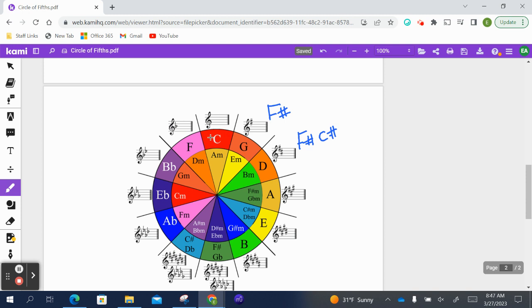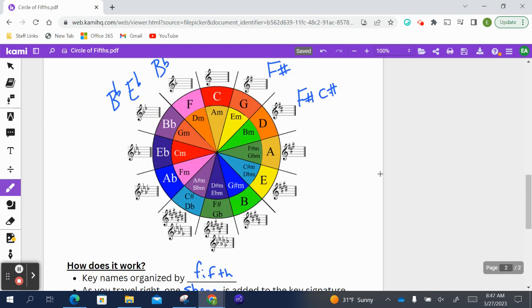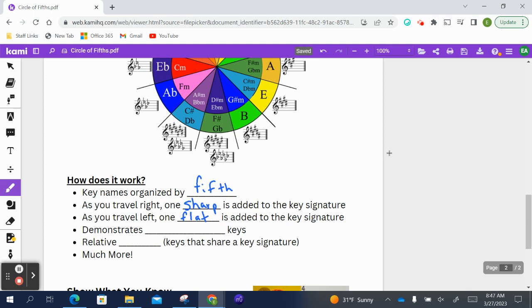A fifth lower than C is the key of F major. The key of F major has 1 flat, and that flat is B flat. If we go down lower, another fifth below F is B flat. This key signature has 2 flats, B flat and E flat. And again, that checks out as you go around the whole circle of fifths counterclockwise. This also demonstrates for us something called enharmonic keys.